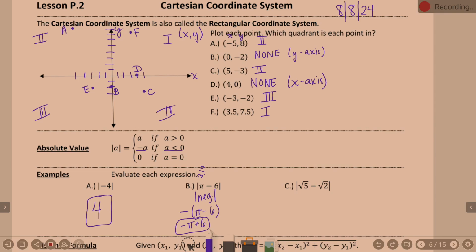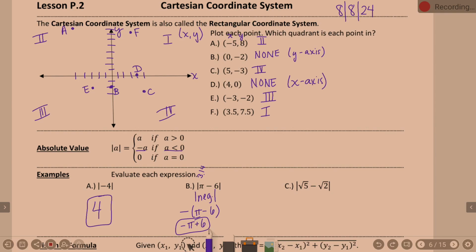Okay, what about C? Square root of 5 minus square root of 2, absolute value of that. The same thing we just did. So what do you mean by the same thing we just did? Flip it. I disagree. We're not keeping decimals. I'm not going to pick up the calculator on this one.